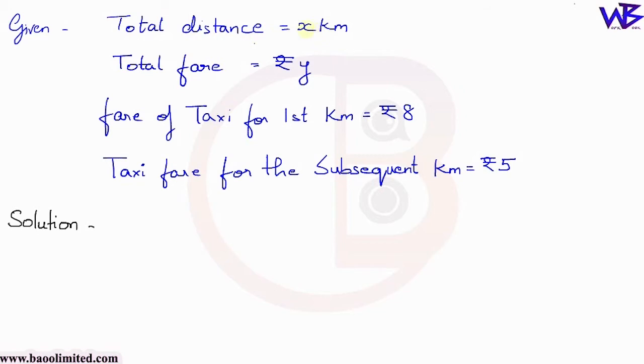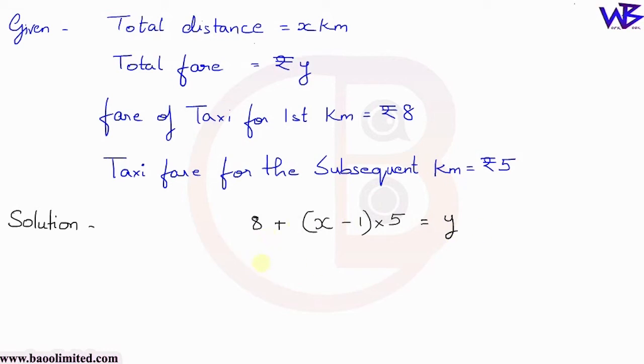The total distance is x, but the first kilometer has to be excluded because in the first kilometer the fare is 8 rupees. Therefore, the subsequent distance will be the total distance, that is x, excluding the first kilometer, that is minus 1. So this is our subsequent distance. Subsequent distance fare is rupees 5, so we multiply the subsequent distance by 5. Now we have found out only the subsequent distance. We have to add the first kilometer's rate, that is nothing but rupees 8. So plus 8. So we are calculating the total fare and total fare is y. So this is our equation.